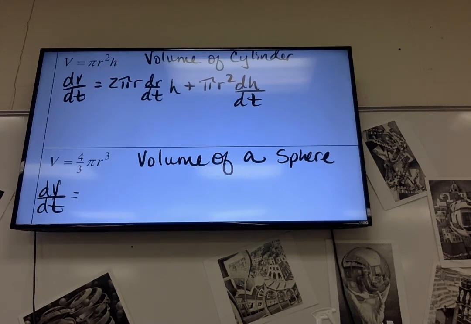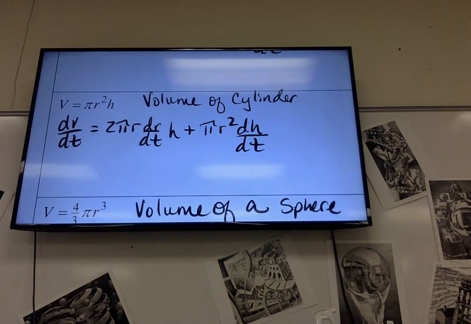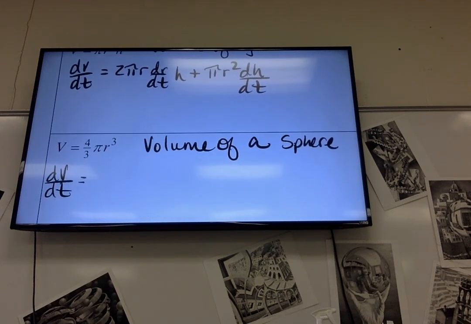Okay. So dV/dt. It's 4/3 of a cylinder. A cylinder has h. This doesn't have h. 4 pi r squared dr/dt. A constant. What is this? Surface area of a sphere.